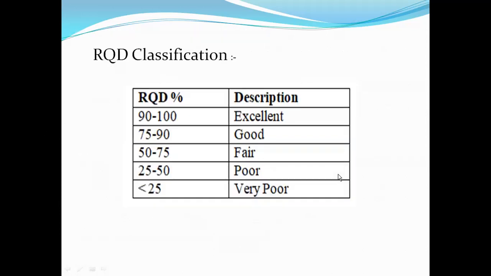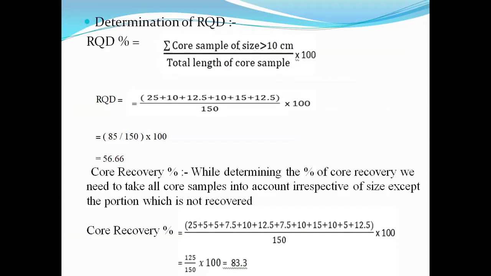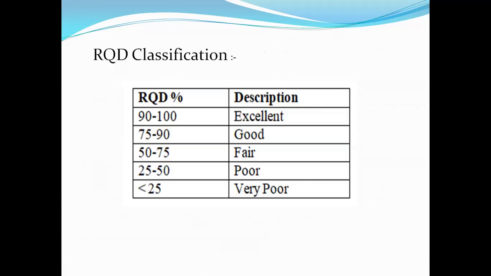Okay, so let's see. Using that formula, we'll discuss how to calculate different problems on top of it. Then we'll discuss what the classification is. Based on the size of the core that is recovered during the exploration process, we'll be determining the RQD value. So what RQD percentages will we be getting? The rock mass is classified into the following categories.